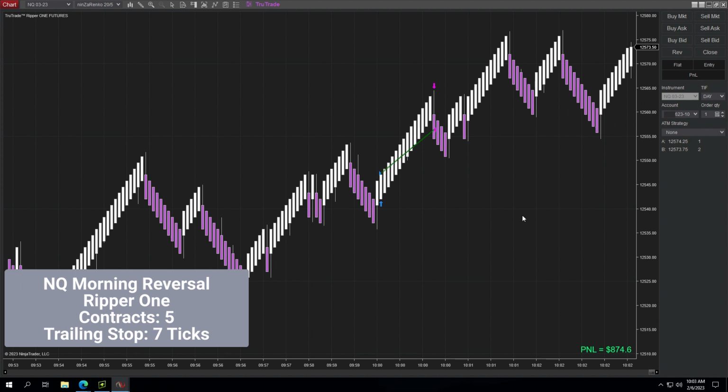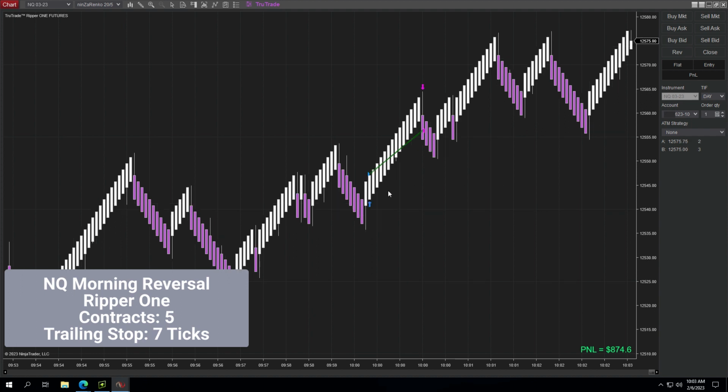It's okay with chop. It's not like Ripper X. It's okay with chop because it only takes a few trades. So it's got a pretty good win rate, and when used right, no need to get greedy with it, right? Like 874 is probably good enough for today.